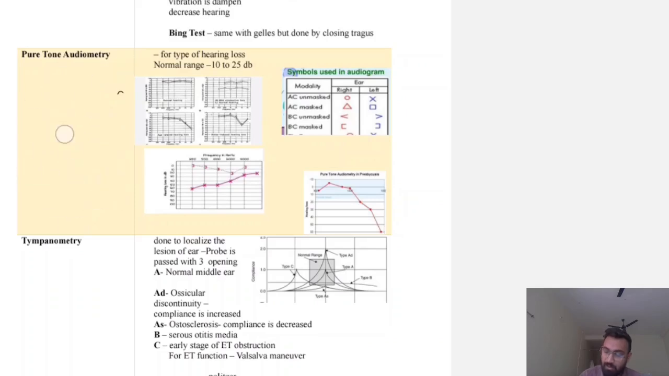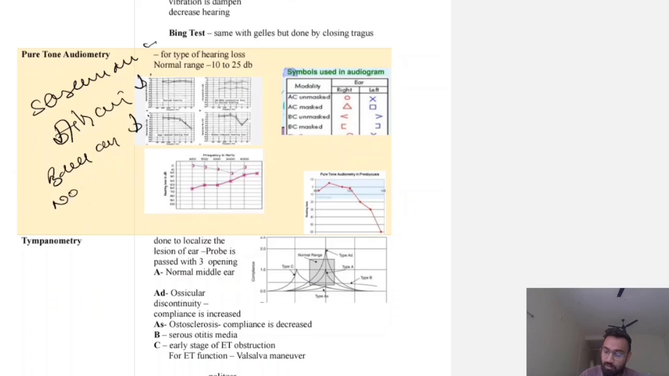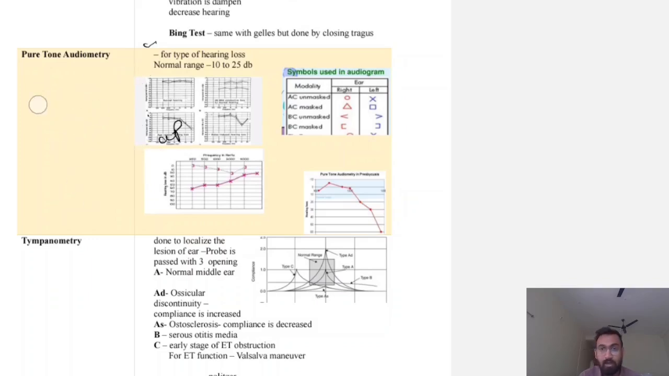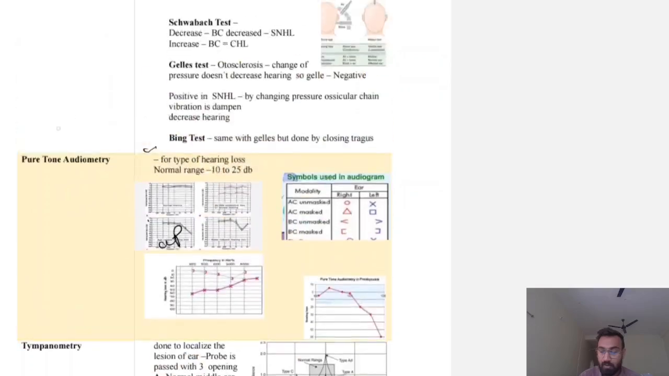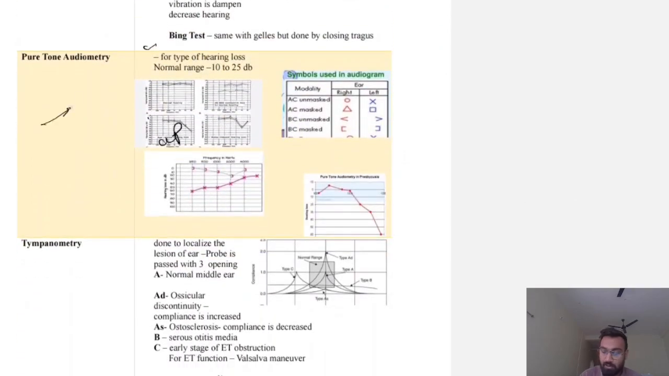In sensory neural hearing loss, air conduction decreases, bone conduction decreases. So there is no air bone gap. Okay, so obviously, are you getting the point? In case of conductive hearing loss, there is an air bone gap present. In case of sensory neural hearing loss, there is no air bone gap present.